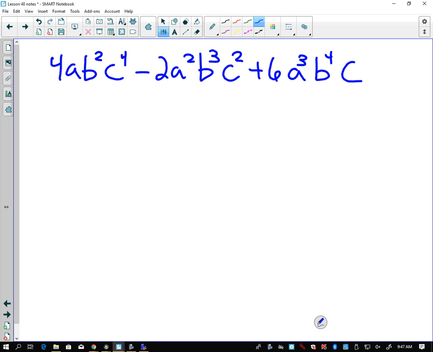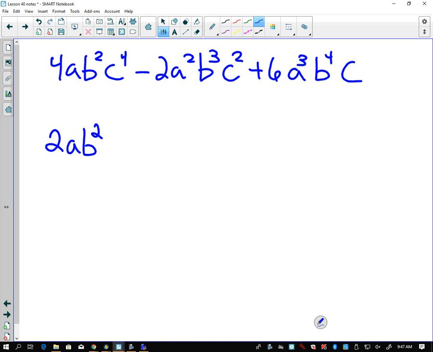That's the largest thing that will go into all of this, or what can I factor out of it? What can I take out of 4, 2, and 6? The biggest thing I can take out is 2. What about a squared and a cubed? A. What about b squared, b cubed, and b to the 4th? Just b? The largest thing I can take out is just b? B squared, right? I have to take out the one with the smallest exponent. B squared will go into all of them.